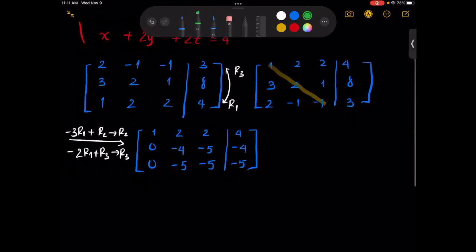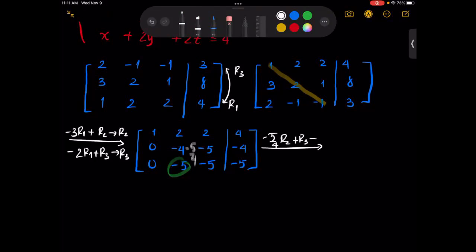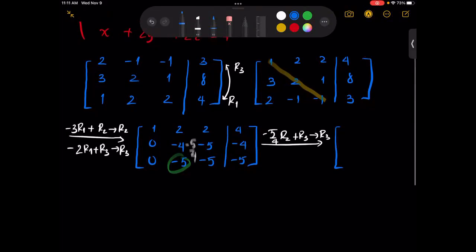And then what do I do next? Eliminate negative 5, right? What row do I use? Yeah, second row. So what do I multiply the second row by? Close. Negative 5 over 4, right? So negative 5 over 4 R2, and then add to R3. That gives me the new R3. Let's rewrite the first two rows first.